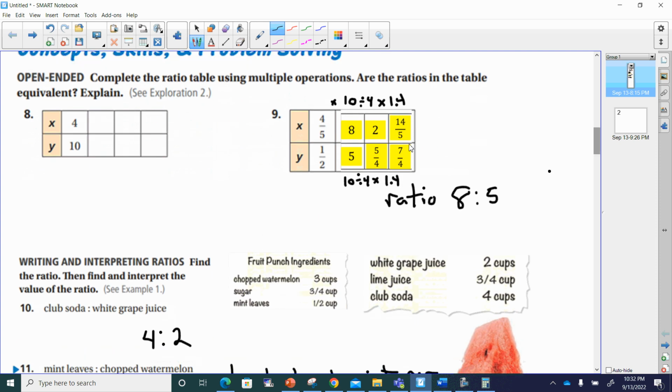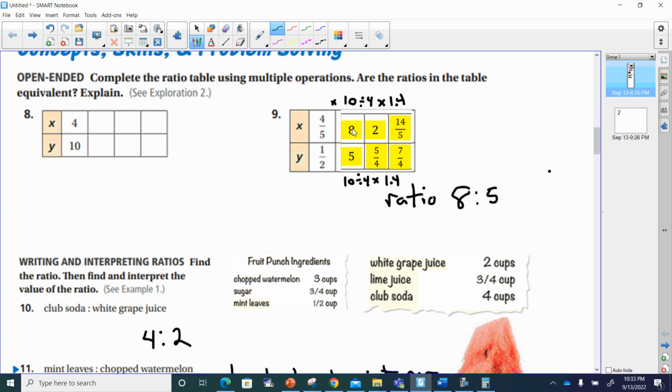Number 9, I have a table here. They want to know, complete the ratio table using multiple operations. This is an open-ended question. So I put the answers here that the book had because there are many answers we could use. Now, why did the book come up with 8 and 5? Well, if I multiply 1/2 by 10, I get 5. And if I multiply 4 over 5 by 10, that's going to give me 40 over 5, which is 8, because 40 divided by 5 is 8.